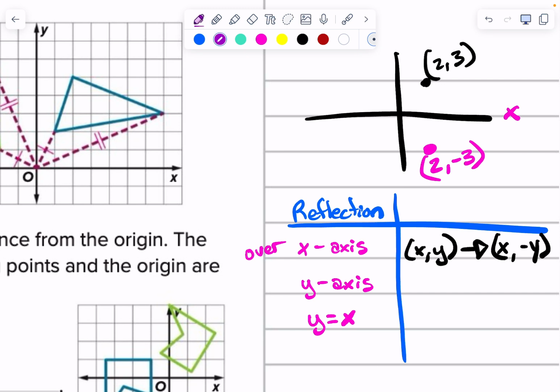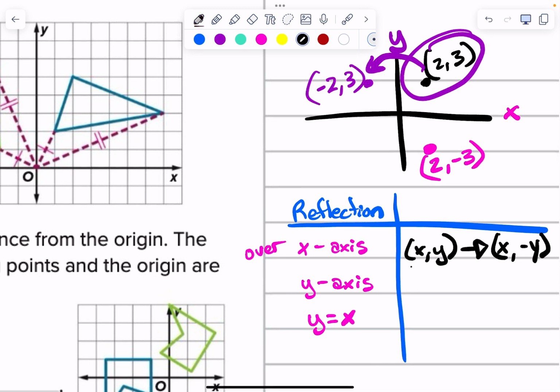Okay? Let's go back to that same point right here, and let's say I want to go over the y-axis. He's going to become -2, 3. So what happened to that xy coordinate? He becomes -x, y, right? Over the x and y axis, the opposite one becomes negative. Do we know these rules? We did these in trig class, did we not? Like a long time ago.